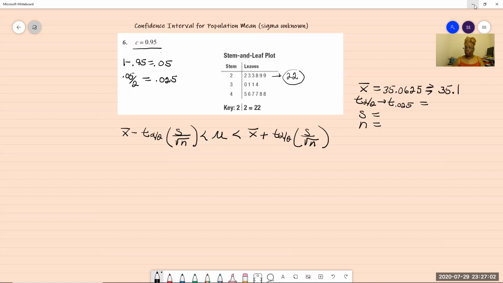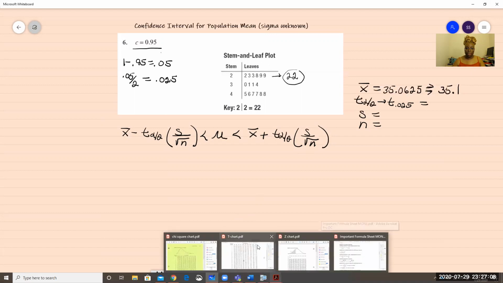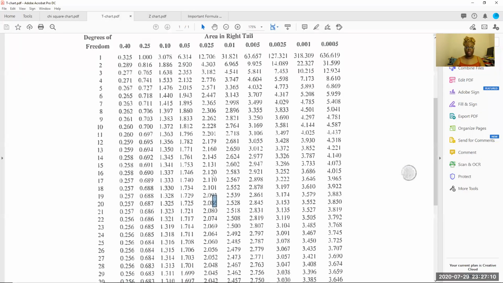And what is that equal to? Well, what do we need? We need a t chart. Yes, we're using the charts here. So let me find us a t chart. All right, here's a t chart. What do we need for a t chart? For a t chart, we need degrees of freedom. We should know that the degrees of freedom is n minus 1.